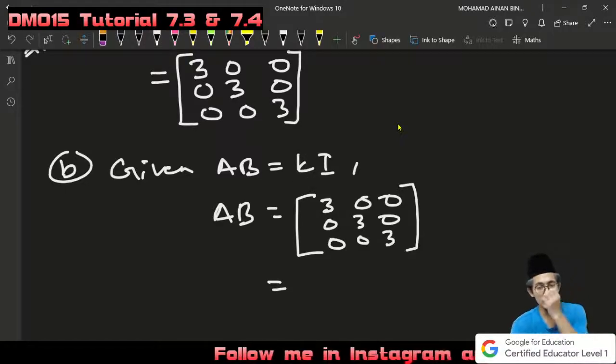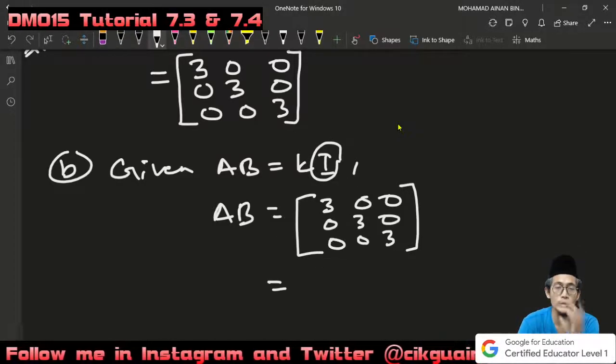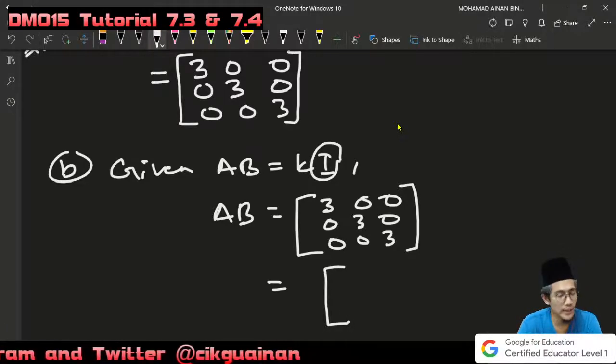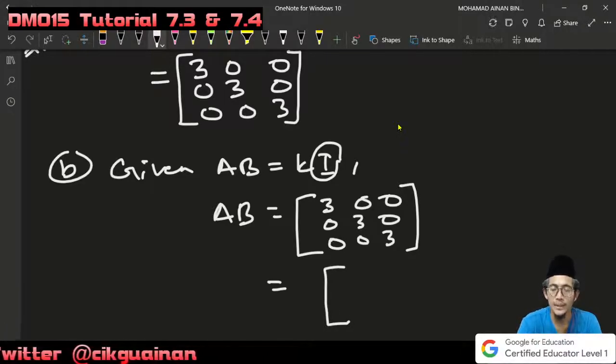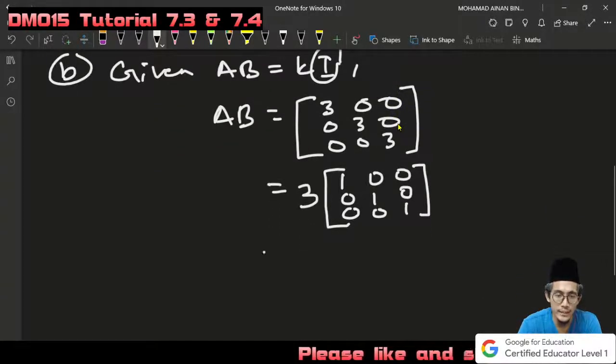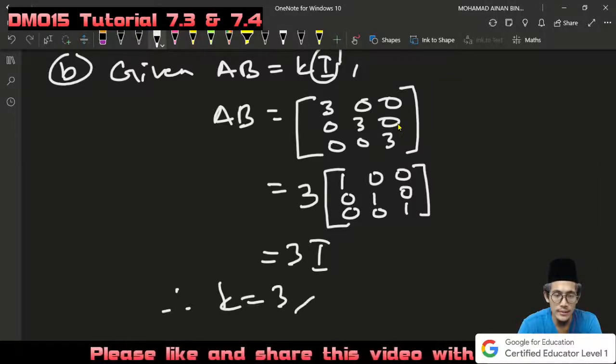Tak payah fikir sangat K ni. Kita nak dapatkan I ni. Ini bukan I. Okay, so how to get I must be only 1 in the diagonal. So 3 ni tak nak 3. Macam mana nak jadikan dia 1? We have to factor out 3. So therefore, we will get this. Okay, so when we get this, so 3I, therefore the K is 3. Okay?